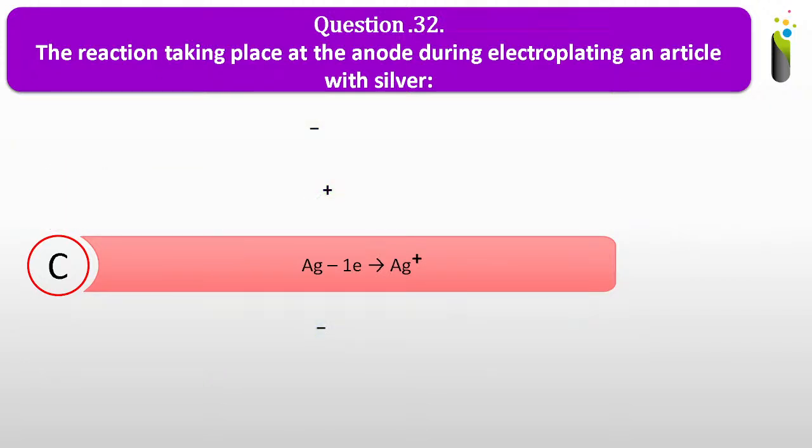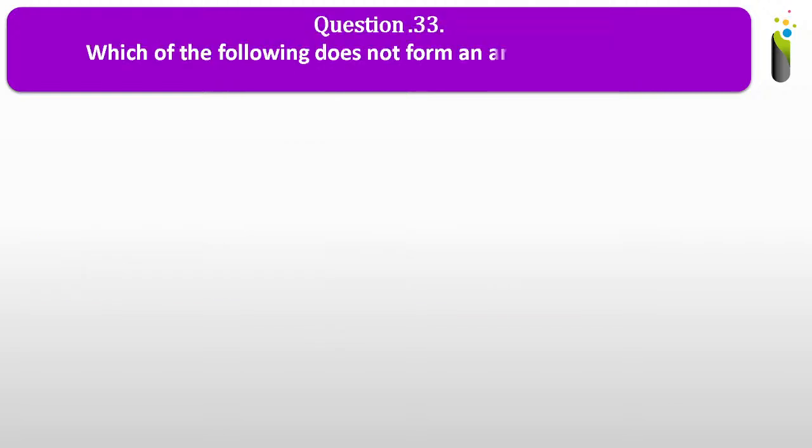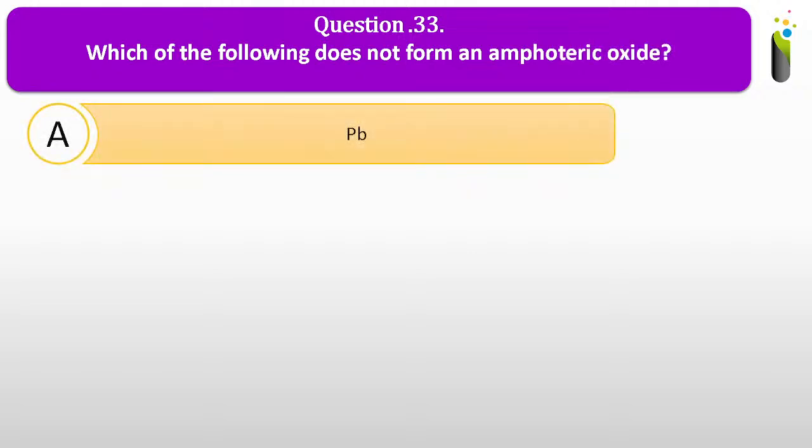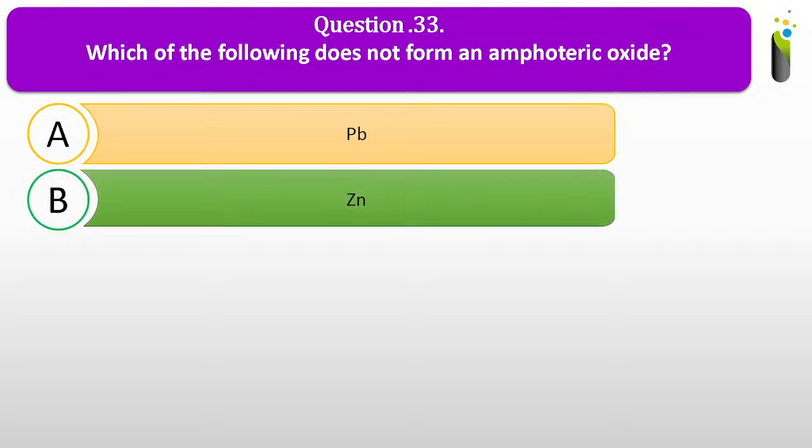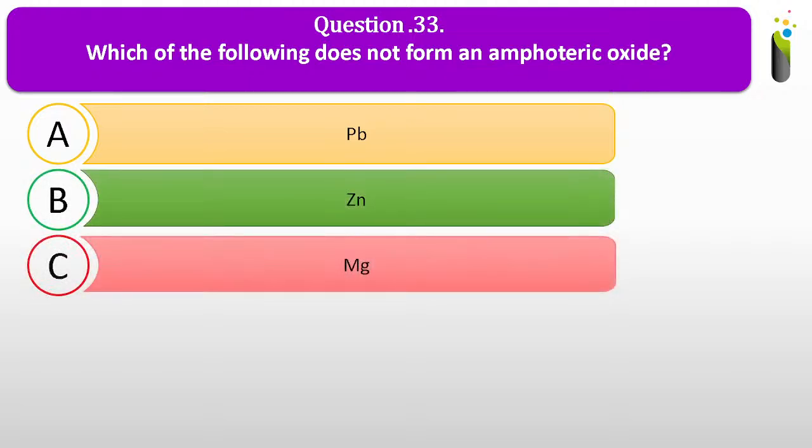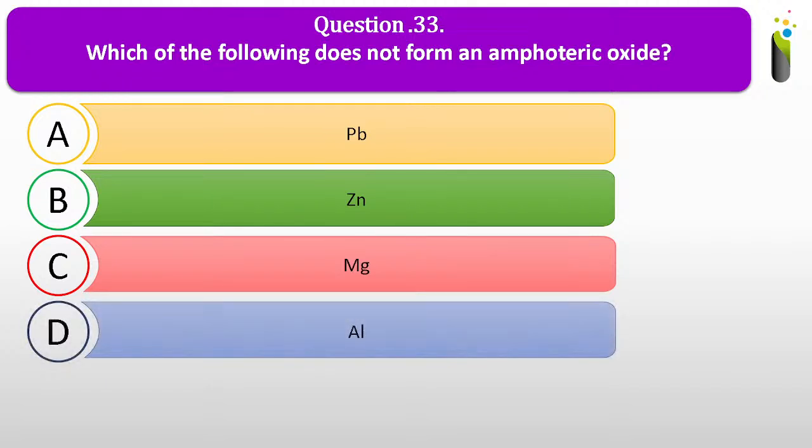And the correct answer for this question is C. So the reaction taking place at the anode during electroplating an article with silver is C, that is Ag minus 1 electron gives you Ag⁺. Coming to the next question, number 33. Which of the following does not form an amphoteric oxide? A. Pb, B. Zn, C. Mg, D. Al.